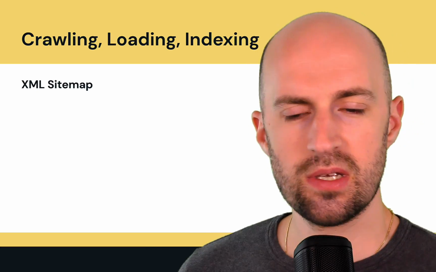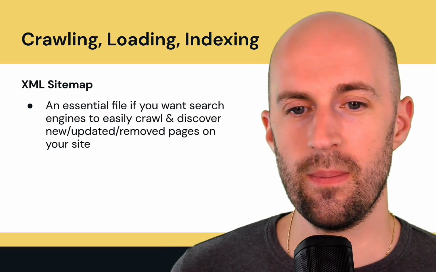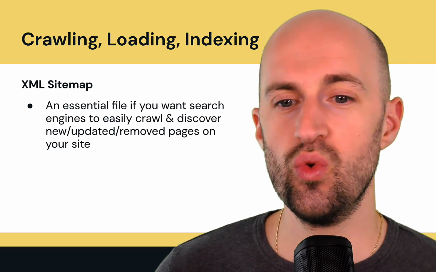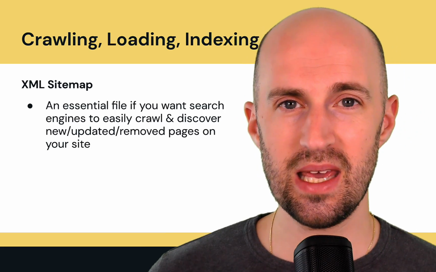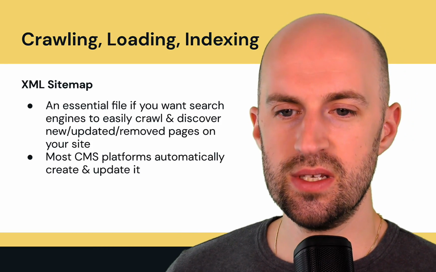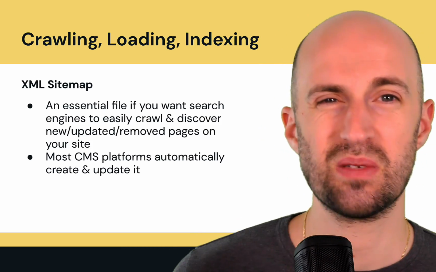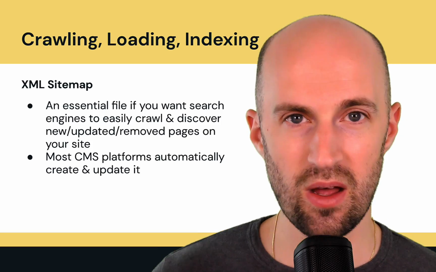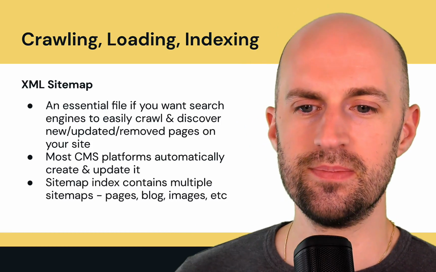XML sitemaps. This is an essential file if you want search engines to easily discover and crawl new, updated, or removed pages on your site. It's an easy way for websites to keep a record of these pages and submit them to these search engines. Most CMS platforms like WordPress, Squarespace, and Wix automatically create an XML sitemap and update it automatically as you add pages, edit them, remove them, etc.